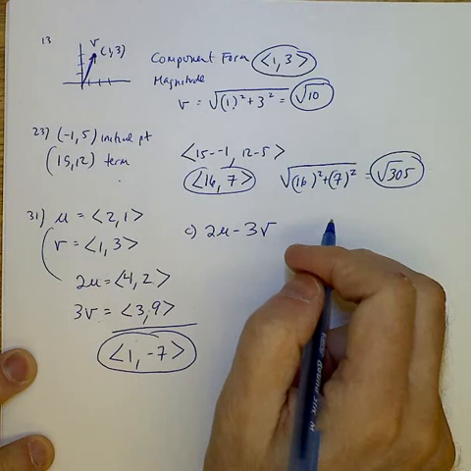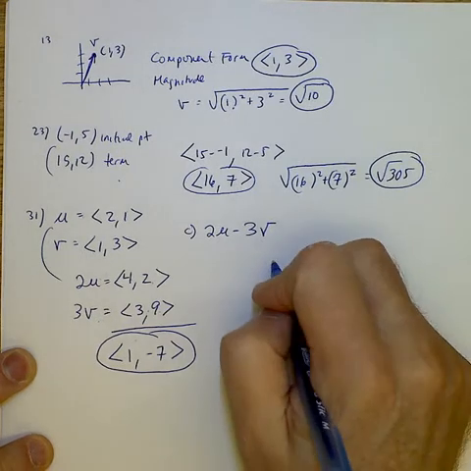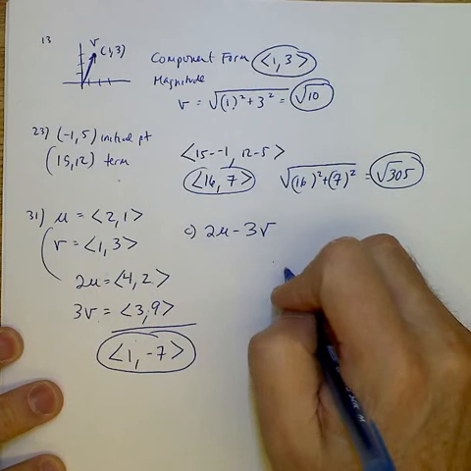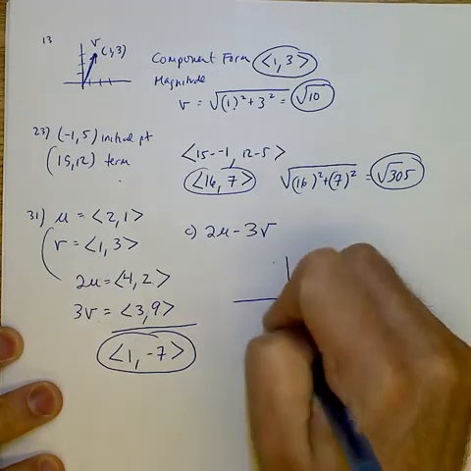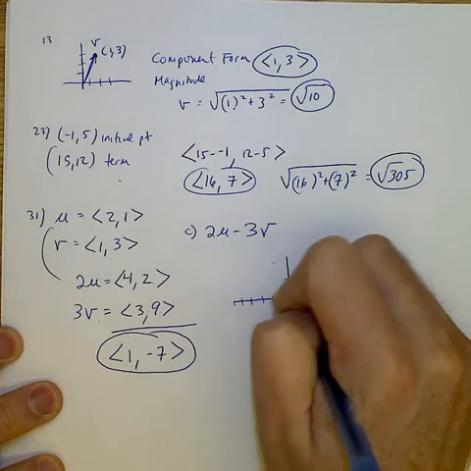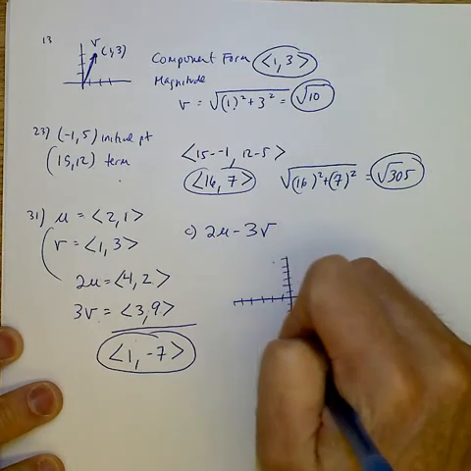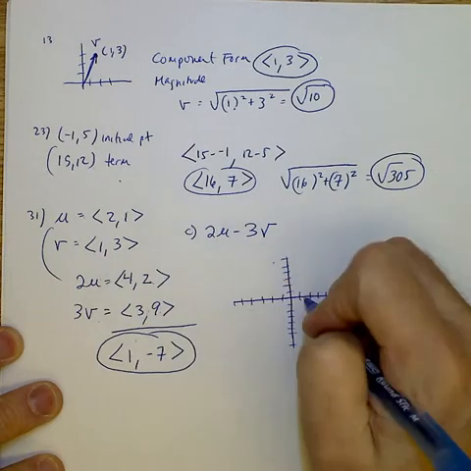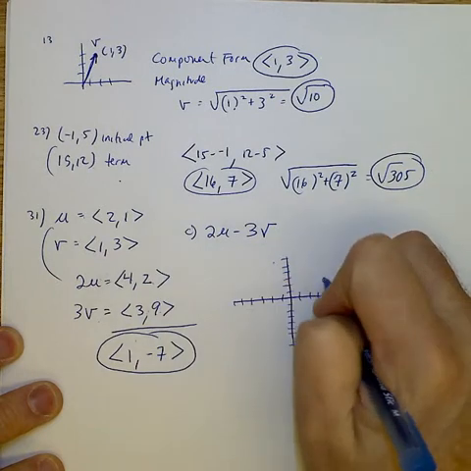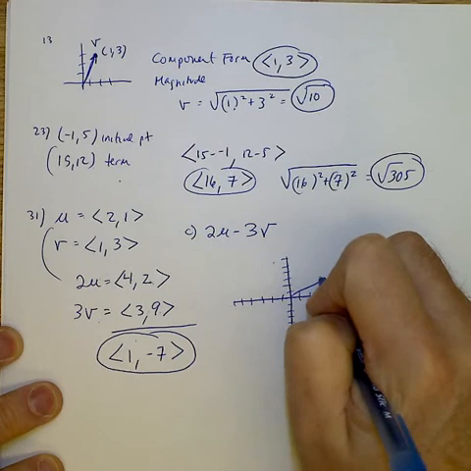Now they want you to sketch it. In order to do the sketch, you'll do this on graph paper. We'll plot each of these individual components, and then we'll plot the result. So in terms of plotting, 2u is at 4, 2. So here is our 2u vector.